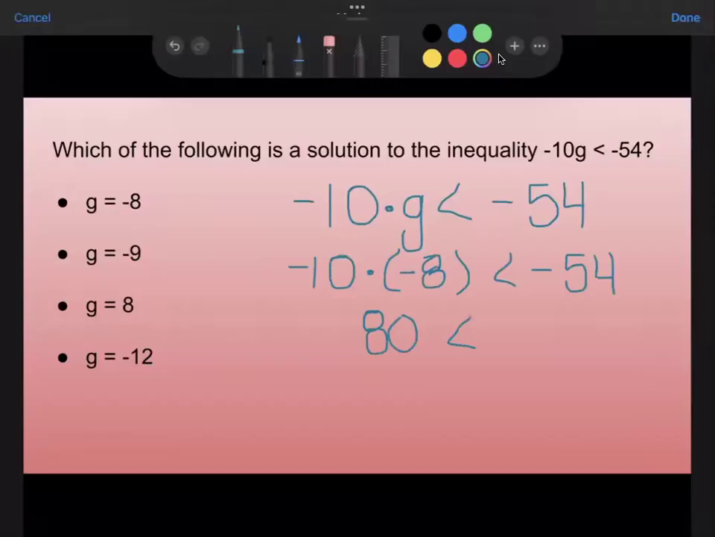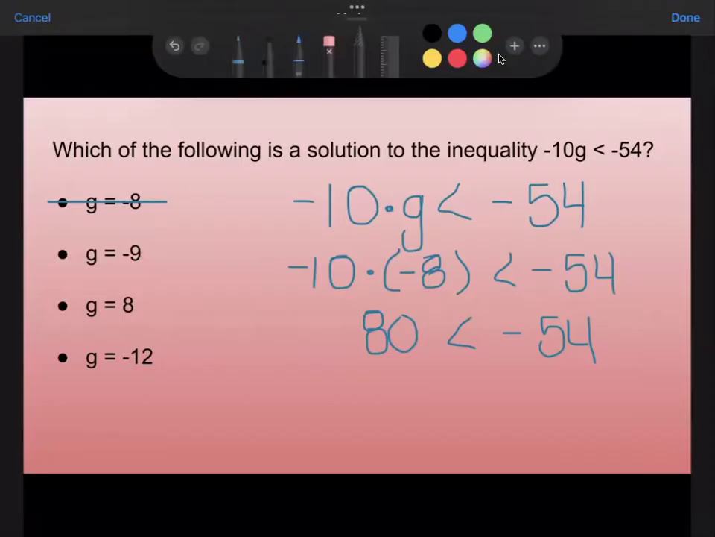So 80 is less than negative 54. This is an untrue statement. 80 is greater than negative 54. So that means g could not be equal to negative 8, and I'm going to cross that off as one of our possible solutions.